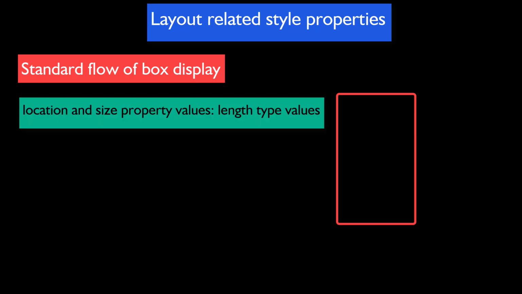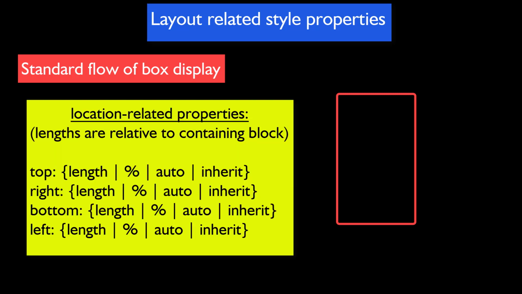All the following property values are specified as length type values or percentage values relative to containing blocks. Location-related properties. Top, specify length or a percentage or auto or inherit. Right, bottom, and left all have the same possible values. Auto means calculate based on the context.